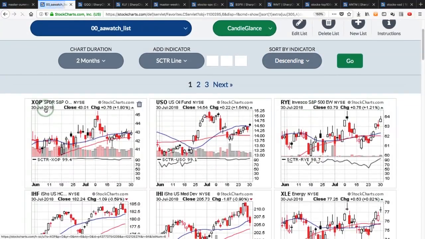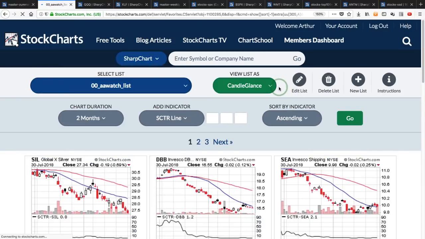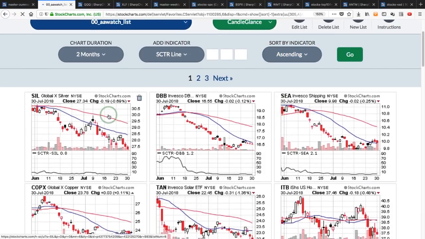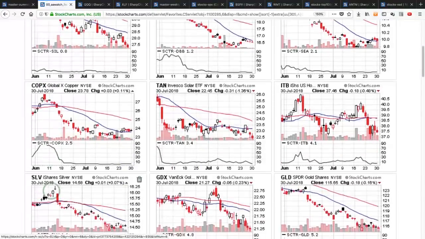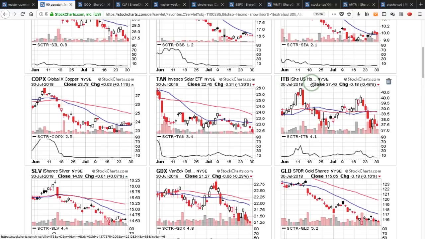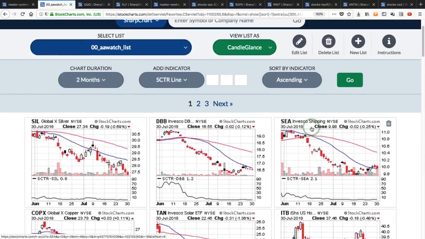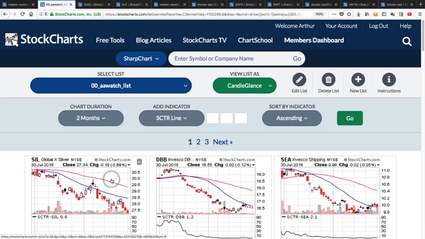So there we can see XOP, oil and gas exploration and production ETF, USO, oil, and energy are at the top of this sort by the scooter line. If I sort it ascending, that'll give me the weakest scooter lines at the top. And we've got silver, we've got the base materials ETF DBB, or the base metals ETF DBB, and we got the shipping ETF SEA, and of course copper is also weak. And you can see that ITB, home construction, is weak as well. Now we can also create a custom CandleGlance chart.